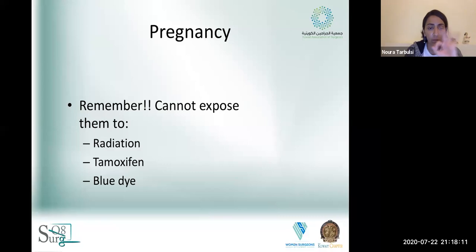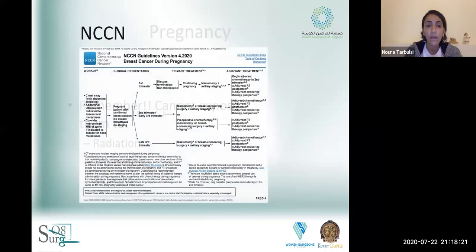Pregnancy, remember, there are 3 forbidden things in pregnancy: radiation, tamoxifen, blue dye. Once you know what's contraindicated, then you can navigate your way into their management. First trimester, you could discuss termination of pregnancy, but due to culture and religion, it's usually not favorable. Most of the patients here continue with the pregnancy, and given that it's their first trimester, you cannot do radiotherapy after the surgery because they're going to be through their second and third trimester.